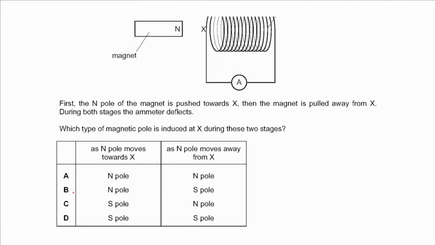When moving towards a coil, the induced current opposes the motion, which means it will induce a pole that will stop the magnet, or try to stop the magnet. So if you're coming towards the coil with a north pole, it will repel it with another north pole. When moving away with a north pole, it will create a south pole to attract it, so S pole when moving away. So the correct answer here is B.